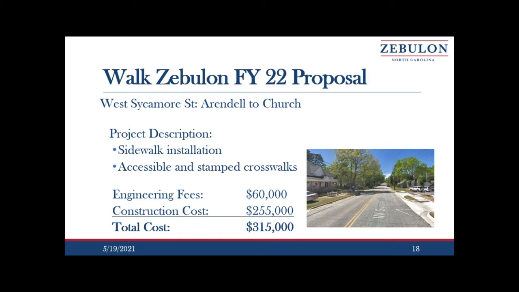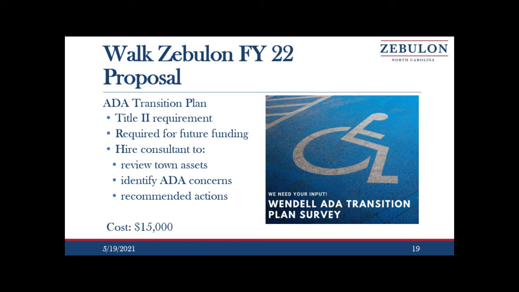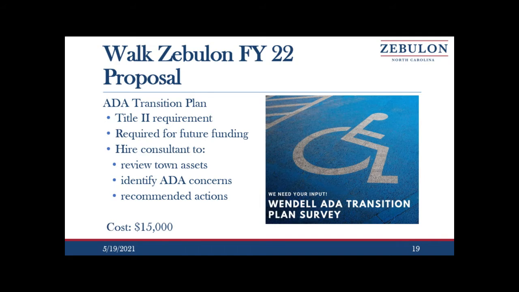So this section of West Sycamore from Arundel to Church, it includes sidewalk installation, accessible and stamped crosswalks, and the total estimated cost is $315,000. In addition to Sycamore Street, we also are recommending that we move forward with an ADA transition plan. We would like to bring in a consultant to help us with that. You've probably recently seen this is a project that Wendell has been undergoing most recently. Knightdale, I believe, did it last year.